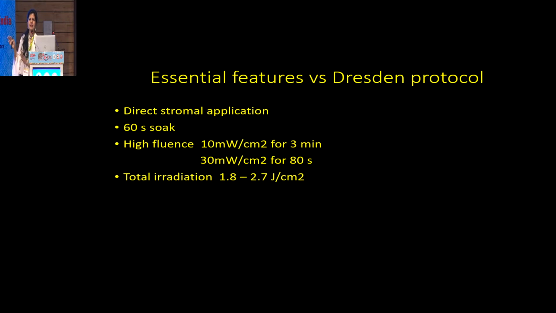Now, how does it differ from the classical Dresden protocol? You're trying to treat all the areas below the flap. We are trying to leave the flap out because the flap absorbs riboflavin and decreases the efficacy of cross-linking. So you're trying to treat the areas below that. There is a short exposure time and a high fluence, high energy that you pass initially. But the total energy given to the cornea is much less than what goes in via the Dresden protocol. If the Dresden gives 5.4 joules per cm square, you are trying to bring it down to somewhere in the range of 1.8 to 2.7 joules per cm square.